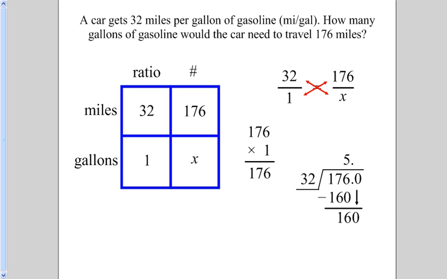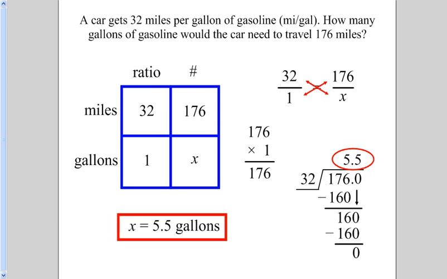Now we have 160. Well, we just found out that 5 times 32 is 160, so we know that's going to be 5 again. 5 times 32 is 160. And so our answer is 5 and 5/10, or 5.5 gallons. How many gallons of gasoline are needed for a car to go 176 miles if it has 32 miles per gallon of gasoline? It's 5.5 gallons, 5 and 5/10 gallons.